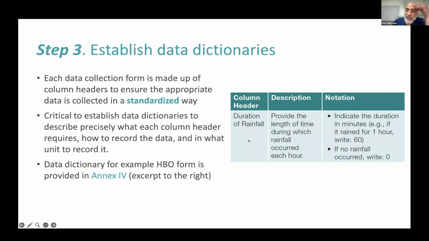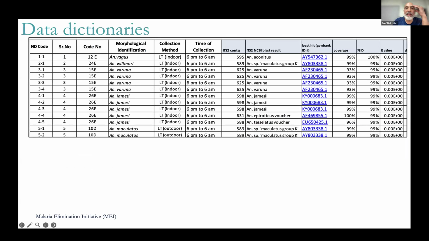For example, I have an example in the next sheet, I think. Let's say this is a data collection form, and you can see there are column headers in each. Each of these means a specific thing. You have probably no idea what this means because I made this form up. Now, if I send you this form, you need to know what it means. So I don't want you calling me or WhatsApping me or emailing me every 20 minutes: Neil, what does collection method mean? What does LT indoor mean? Or what is ITS2 contig? I don't understand, why is 595 out there? What does that mean? I don't want to be bothered. I want to give you all the information required for you to function without me.